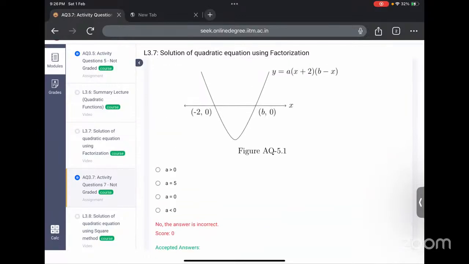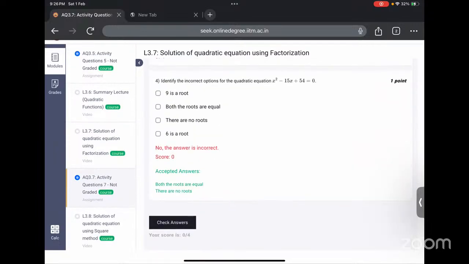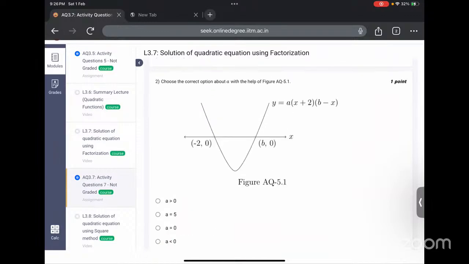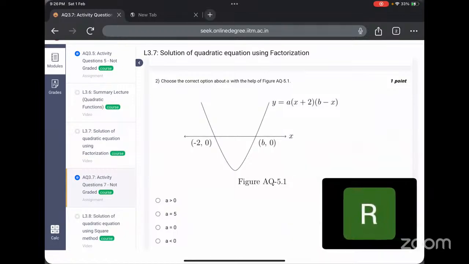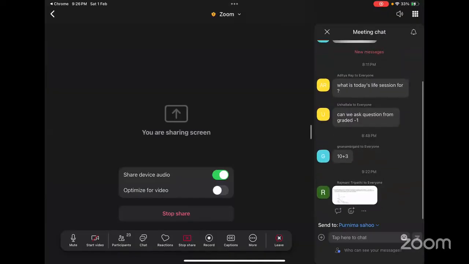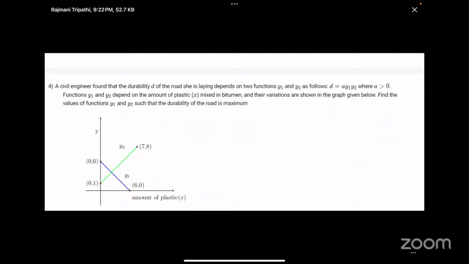Ma'am, where is the minus a you are talking about? Minus a means the coefficient of x squared. Ma'am, send the question, how to approach this question? Okay, you send the question in the chat box. Yes, ma'am, in the chat box. Activity 3.8, third sum, ma'am.